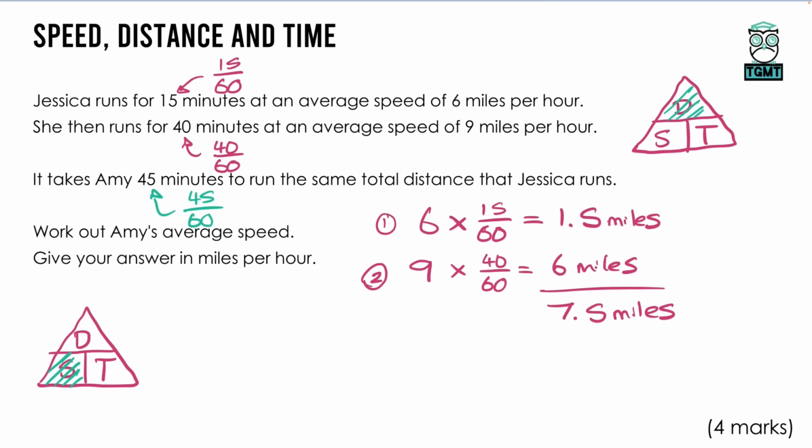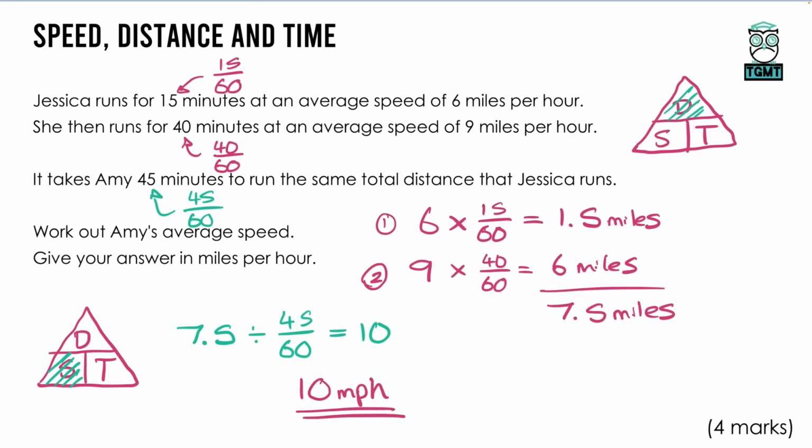So the distance we already know is 7.5, and we need to divide that by the time, which is 45 over 60. And if we type that into our calculator, 7.5 divided by 45 over 60, that gives us a final answer of 10. So it says here, work out Amy's average speed. Well, she is going 10 miles per hour.